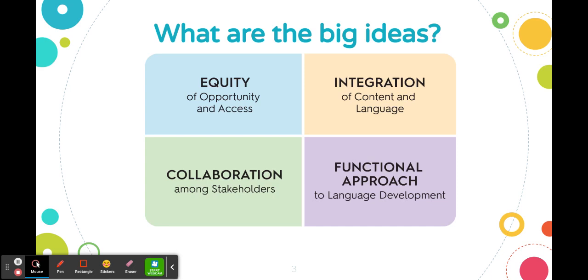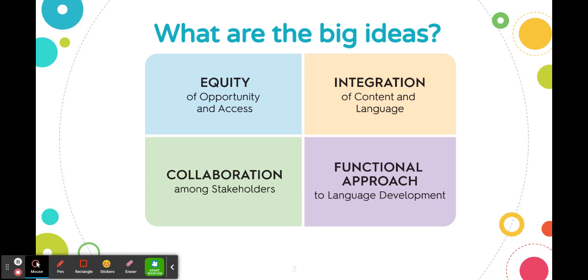The first big idea is equity of opportunity and access to ensure multilingual learners have the same opportunities as their peers. An additional big idea is the integration of content and language. By combining content and language objectives in classes, all teachers are able to simultaneously address content and language needs. Another big idea is collaboration among stakeholders. The standards provide a tool that can serve as a focus for collaboration.